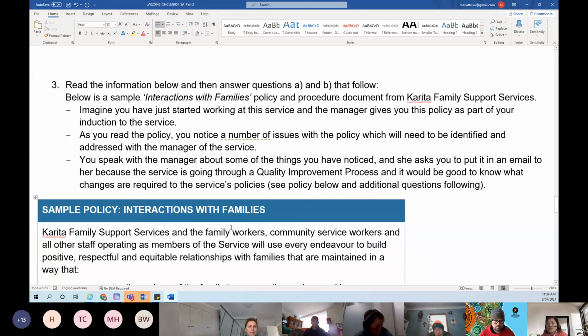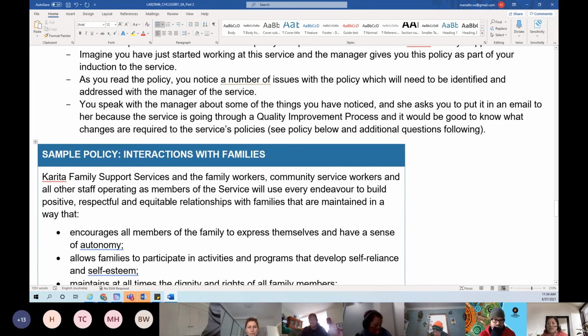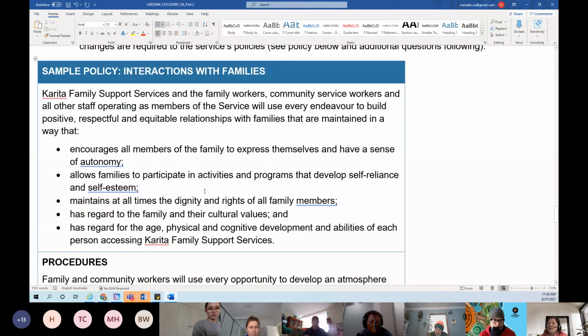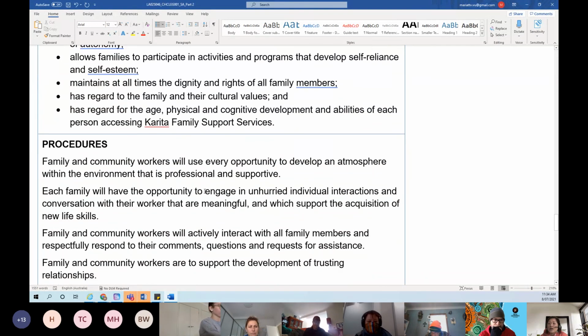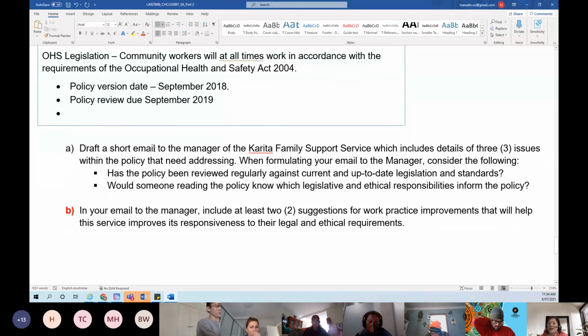Okay. So this very last question here is simply an email. You need to write an email. Now, what you need to do is have a read through the sample policy that we've given you. Obviously, the sample policy has issues within it, because what you need to do now, I'm going to scroll down to the question. What you need to do now is draft an email to the manager of this service and include 3 issues, 3 issues within the policy above. Okay, and then what you need to do is provide 2 suggestions.